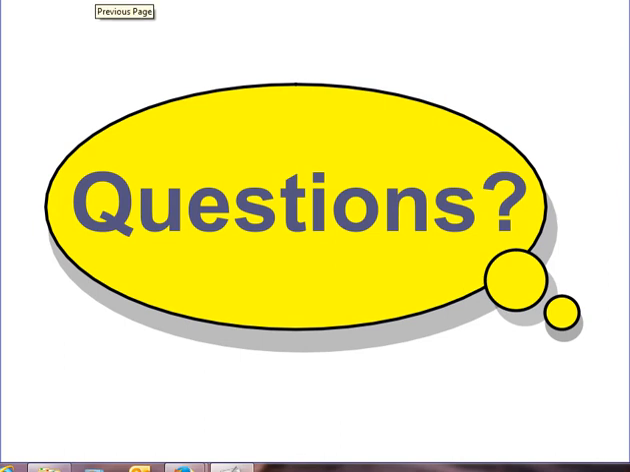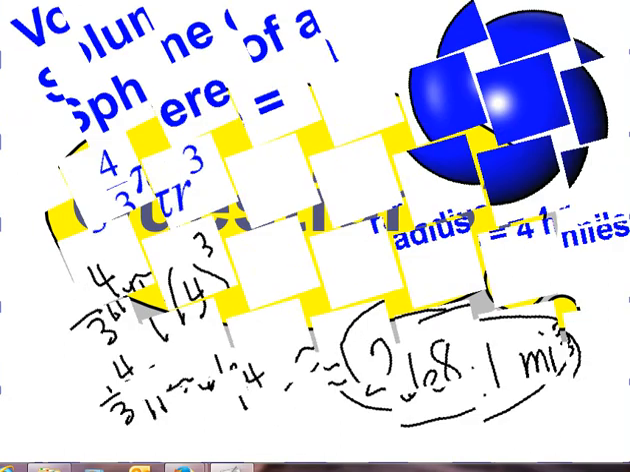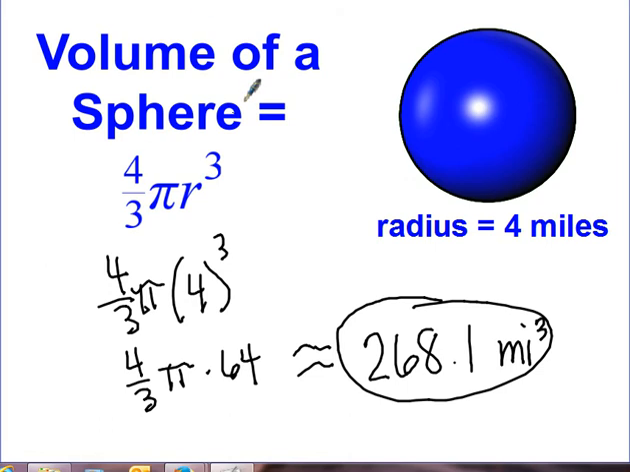Remember to ask me questions in class. FYI, a hemisphere is half the volume of a sphere. So if I have to find the volume of a hemisphere, I'm going to still use the same formula for volume of a sphere and simply divide it by 2 for a hemisphere.